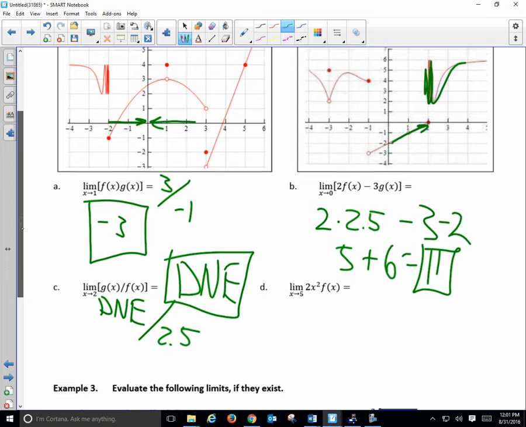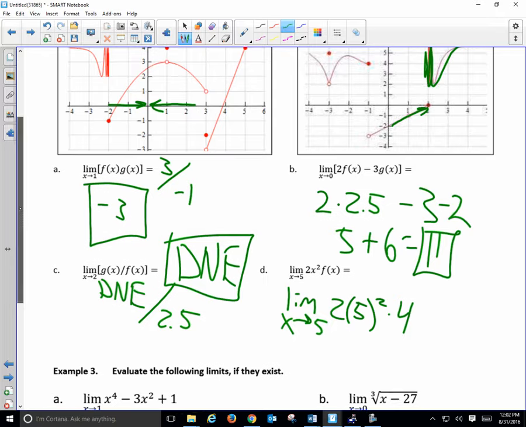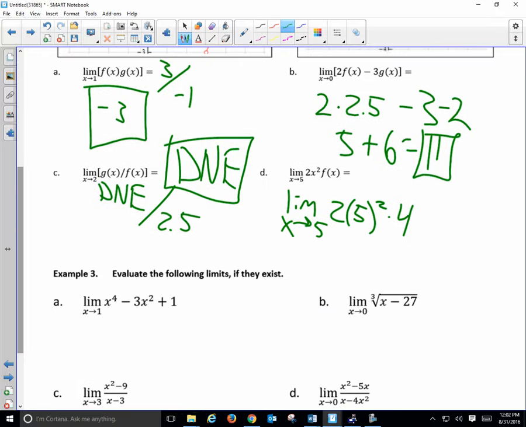Look at D. Limit as x goes to 5 of 2x squared times f of x. So I'll figure out what the limit as x goes to 5 of f of x is. 4. So you end up with the limit as x goes to 5 of 2 times 5 squared times 4. So I'll plug the 5 in for the x, and I get, because the limit as x goes to 5 of the function is 4.